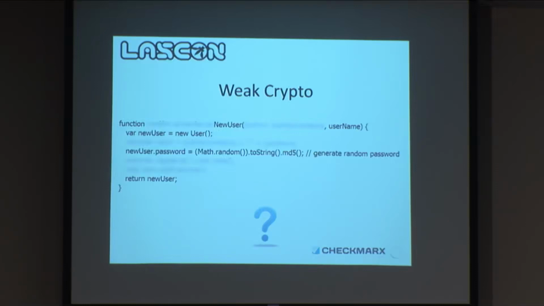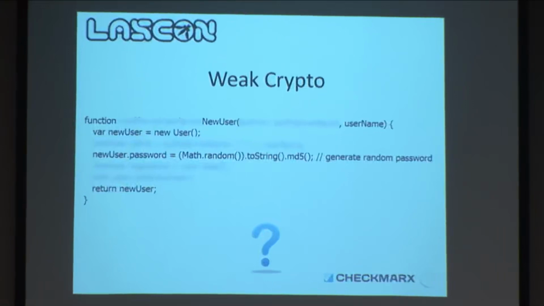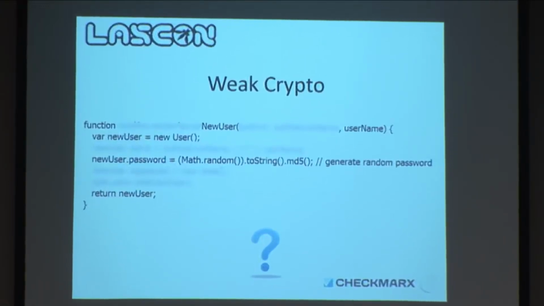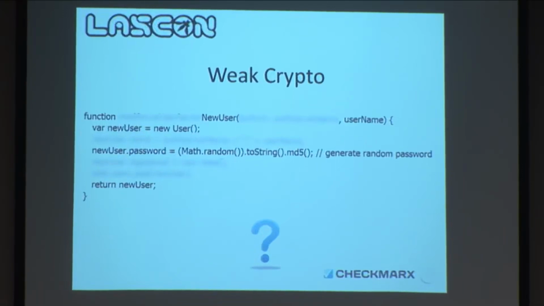V8 has a known weakness, and we'll talk about it in a second. But this actual code snippet is from a real open source project, and it's used to generate passwords for new users. So what's wrong with it? Can anybody tell me?